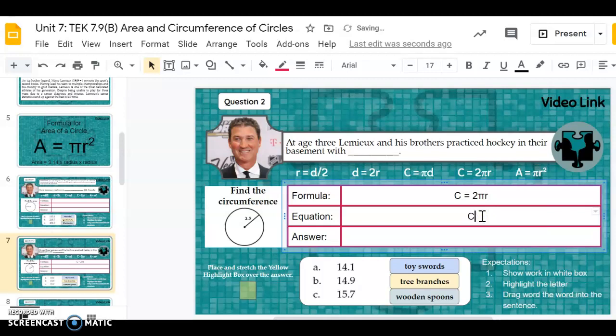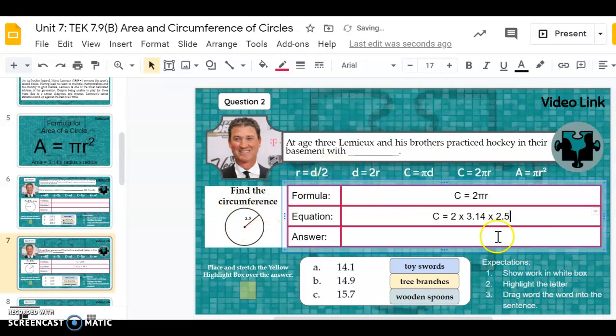I'm going to then put in my equation. I don't know my circumference. I'm trying to find that out. So I just bring down the C. Bring down my equal sign, 2 times. Now we know pi is 3.14. We know that because we've learned that a couple days ago. You need to bring that to memory. You need to have that memorized. Pi equals 3.14. Then I'm going to multiply my radius, which is 2.5.